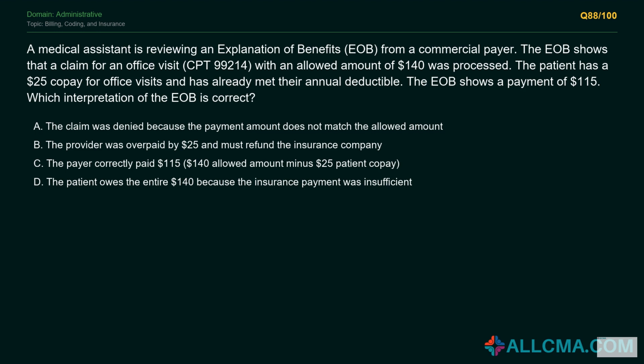Option A. The claim was denied because the payment amount does not match the allowed amount. Option B. The provider was overpaid by $25 and must refund the insurance company. Option C. The payer correctly paid $115, $140 allowed amount minus $25 patient copay. Option D. The patient owes the entire $140 because the insurance payment was insufficient.